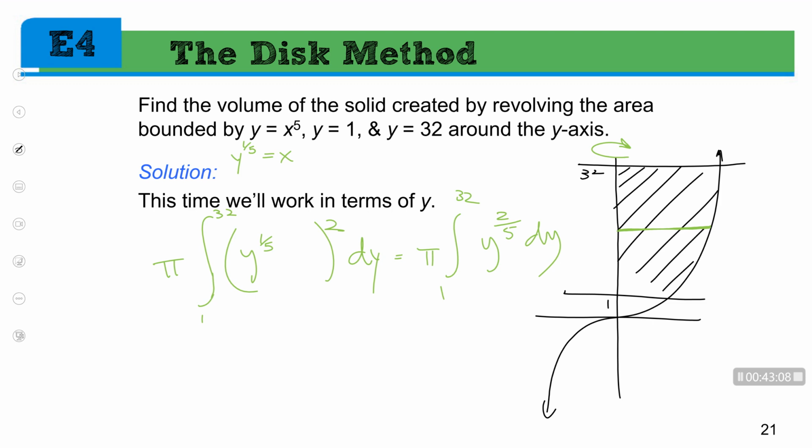Just for giggles, what's 32 to the 2/5 without using your calculator? 4. Why? Because 32 to the 1/5 is 2, squared is 4. It is. Good. You didn't take 32 squared and then take the 5th root of it? No, you're very smart. Good job. Okay.